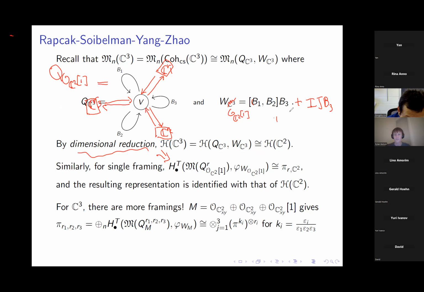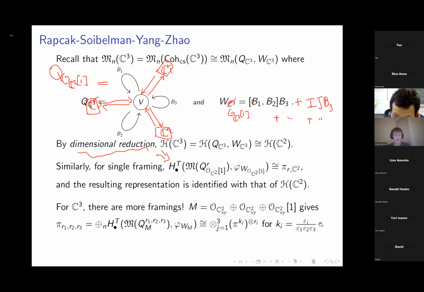These are additional parameters because your M does not depend on this R_i, on the multiplicities. That's right. It's an extra choice you fix, which is basically the choice of framing vector. That's right. And then similarly, you modify the potential with some other terms, depending on these other vectors analogously. And what is shown in Rapcak-Soibelman-Yang-Zhao, unfortunately, I didn't have enough room in the end to write the theorem, but this is maybe what I'll end up stating as one of their main results.